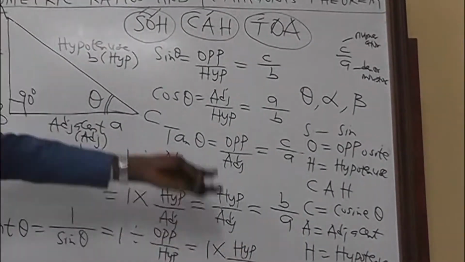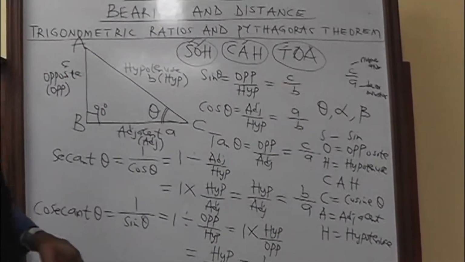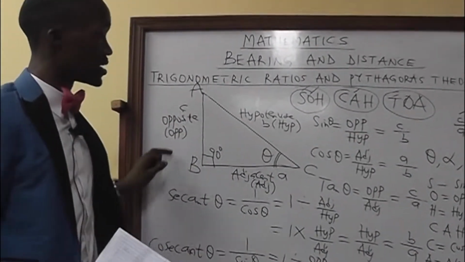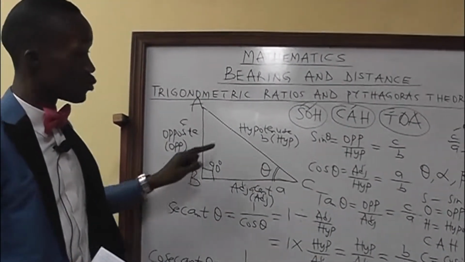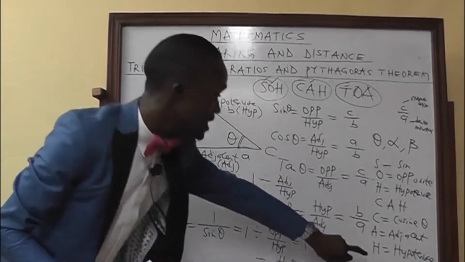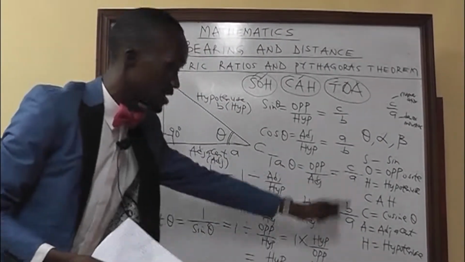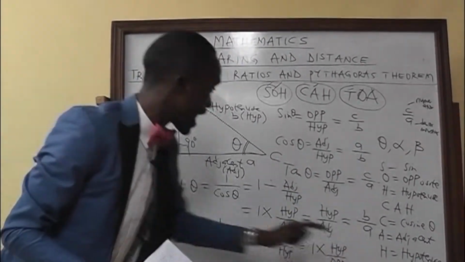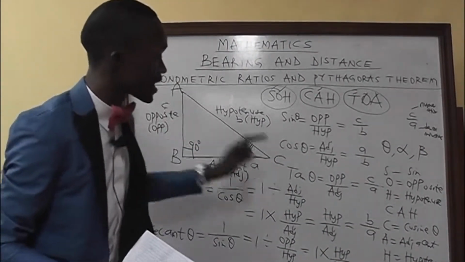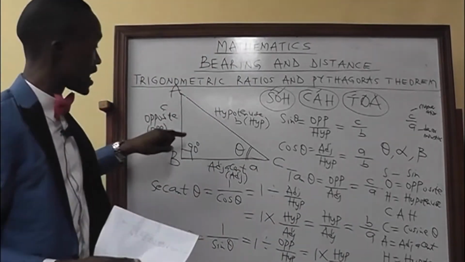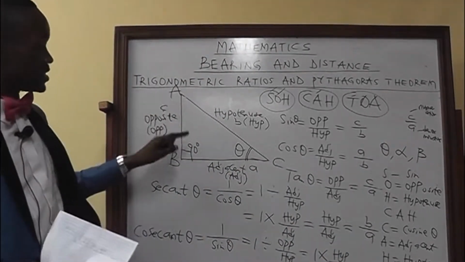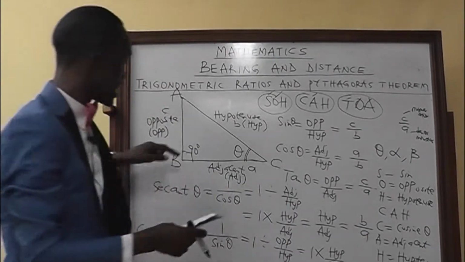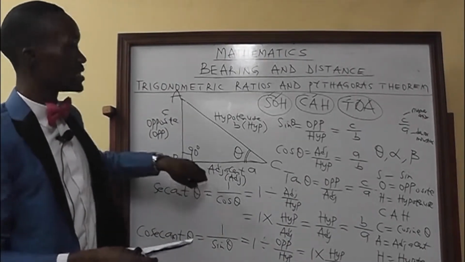So whenever you come across a right angle triangle and you know the angle you are given, apart from the right angle, which is 90 degrees, the side that is facing that angle we are given is what we call the opposite side. The longest side, which is the side facing the angle 90 degrees, is what we call the hypotenuse side. And the last one is what we call the adjacent side.